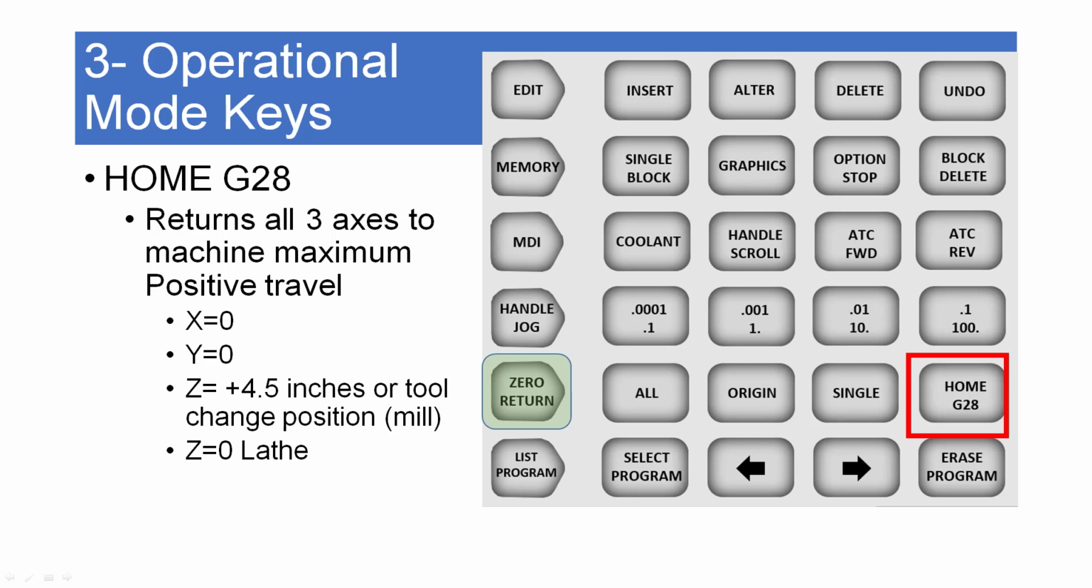For the X and Y on our mill, or the X and Z on the lathe, that is the zero position. For our carousel-equipped mill, this will result in the Z-axis moving above zero to approximately a positive 4.5 inches or so, the uppermost travel and the limit that's used for tool changes.